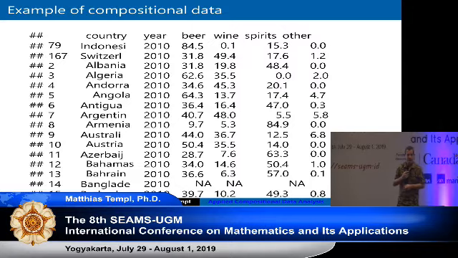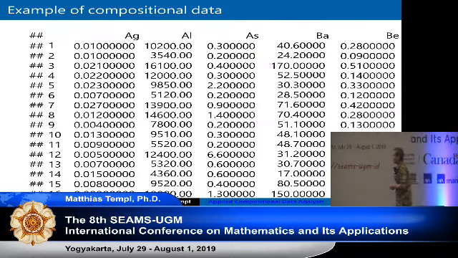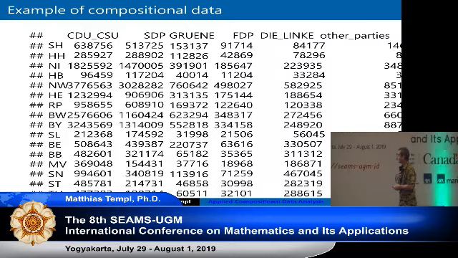Another type of compositional data comes from geochemistry, for example, the parts per million of different chemical elements, for example, aluminium, barium, arsenic, and so on. That's typically compositional data. Also poll data, for example from Germany for different regions, the political parties, how many votes they had, that's compositional data.